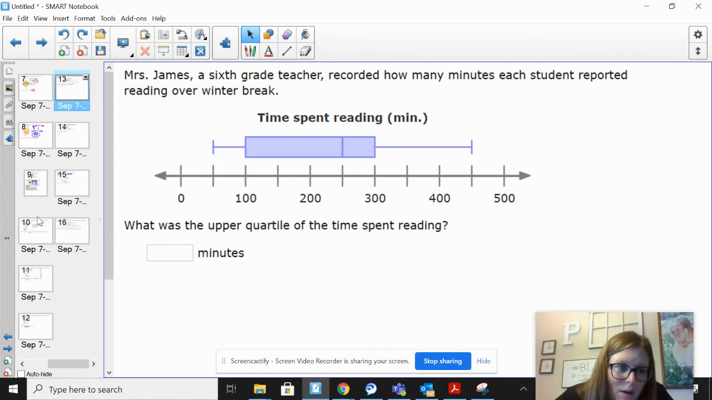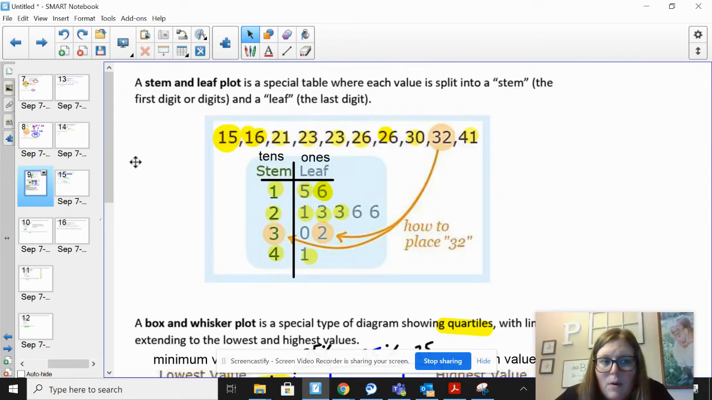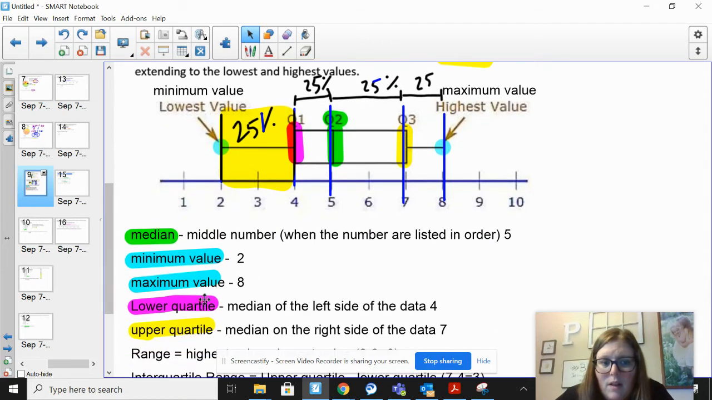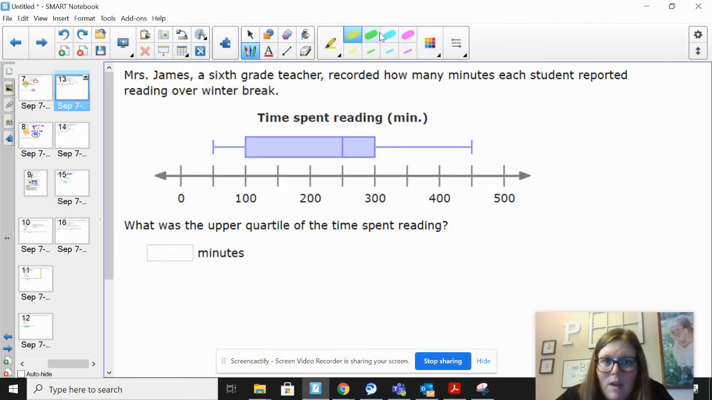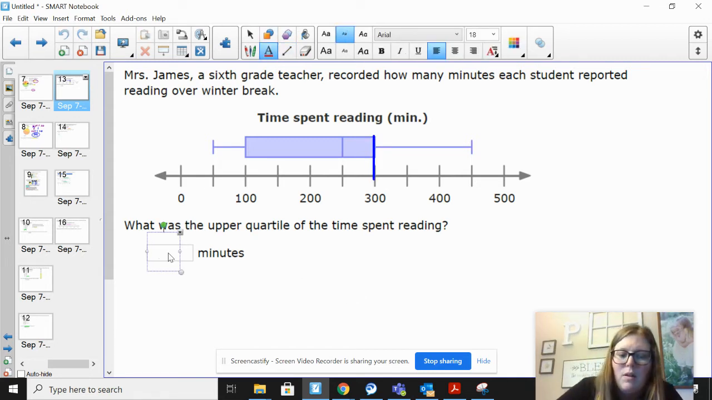So if I look back at my crazy picture, the upper quartile is right here. So it's Q3, which is 7. So if I look at this graph, this is my upper quartile, right? Or more specifically, if I just kind of line this up right here, right? That's my upper quartile. So our answer is simply 300.